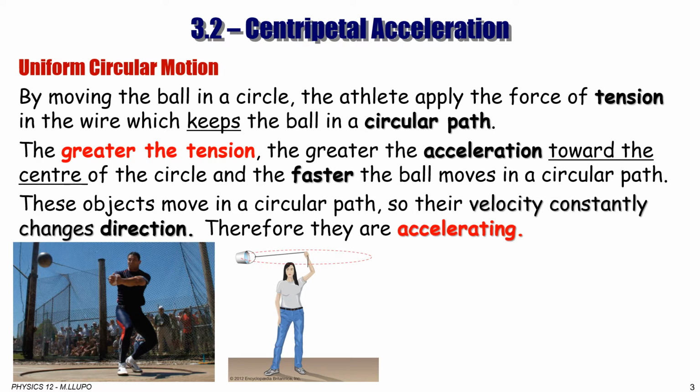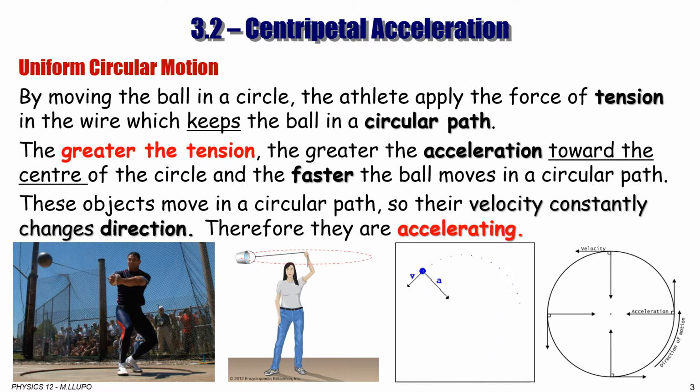So one common thing that those objects have is that they move in a circular path, so the velocity constantly changes direction, so they are accelerating. That is how the circular motion looks when you see it from above in both those experiments. And if you draw the diagram of the velocity and acceleration, you see that velocity is tangent to that line and acceleration is toward the center. At any point it is always pointing toward the center of that circle.